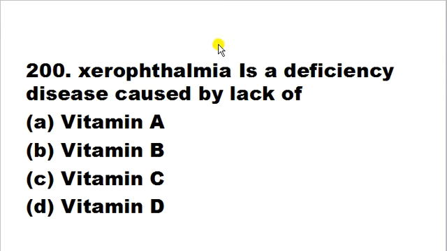Vitamin A deficiency causes severe dryness in the eye. This condition is known as xerophthalmia, especially in the cornea region and conjunctiva. So here the correct answer is vitamin A, that means A.